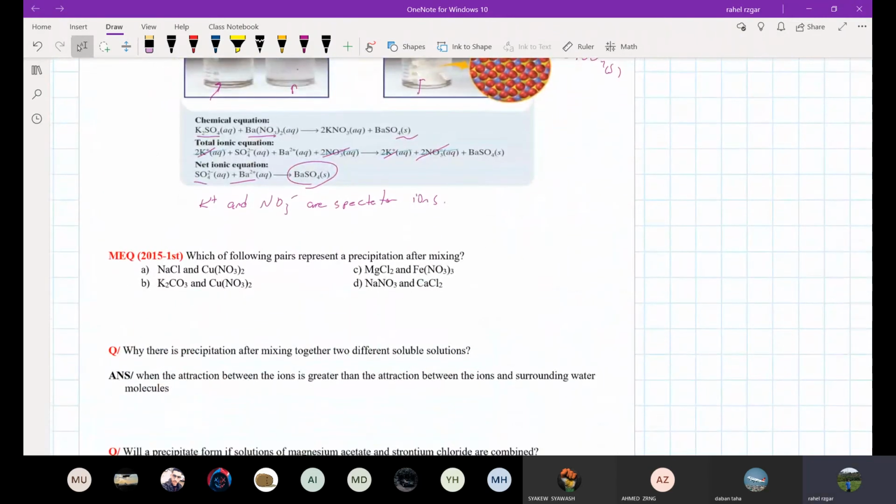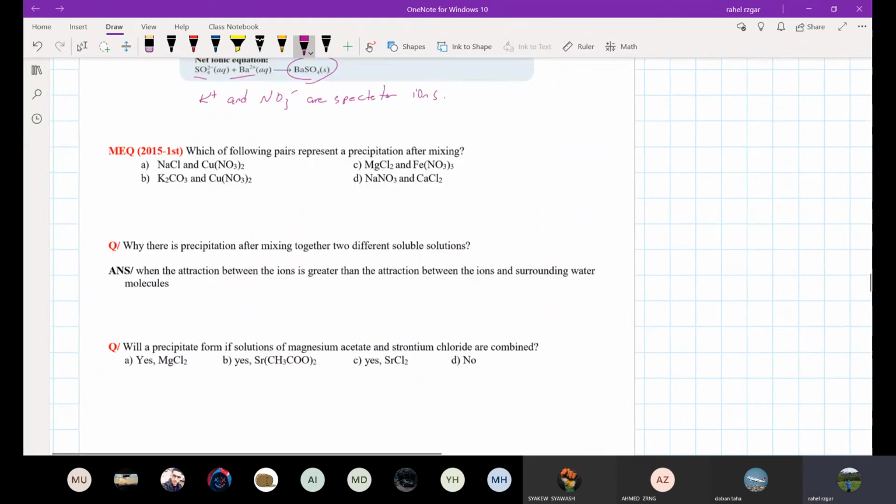Or there's another type of question like this one. It says which two pairs, this is easy, but it needs a little bit more time. Which of the following pairs represent a precipitation after mixing? So it means which one will form a precipitation? Not all of them will form a precipitation. All right?